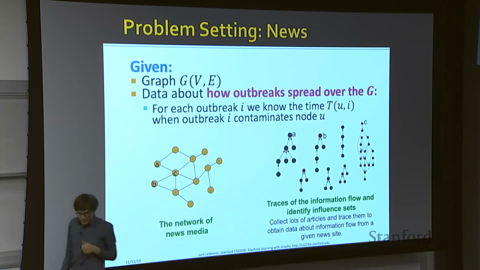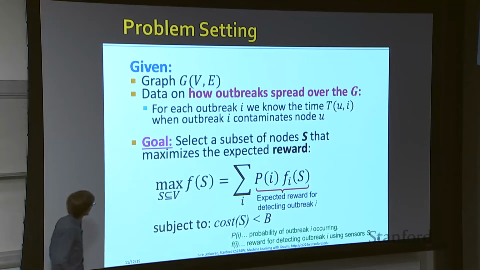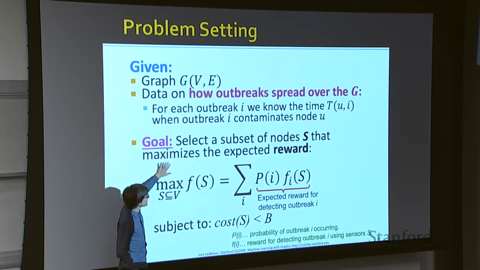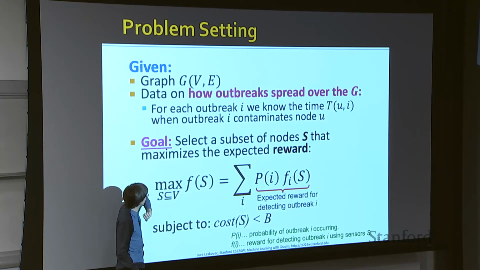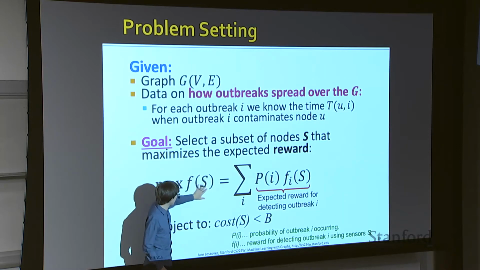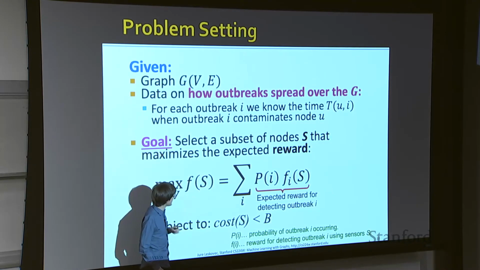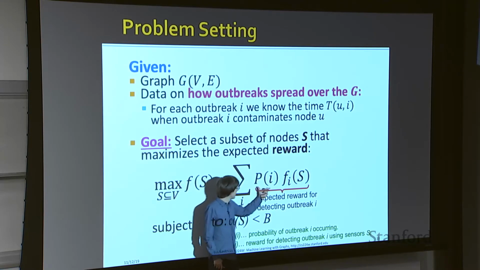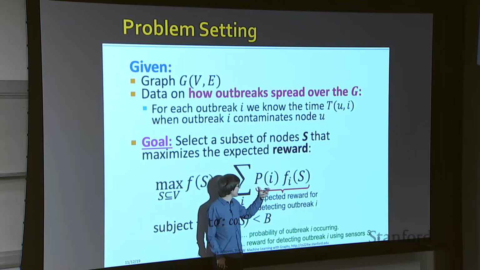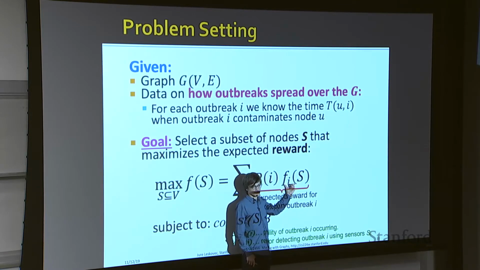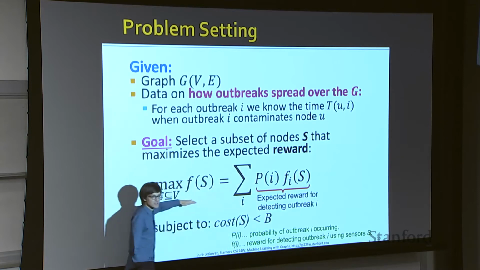Okay, so now what are we going to optimize? Our goal is the following. Our goal is to select a subset of nodes so that we maximize the expected reward, right? So our goal is find a subset of nodes such that this f of the subset of nodes is maximized. How is this f defined? This f is a sum over all the possible outbreaks, probability of that outbreak happening, and then how well do we detect that given outbreak, right? And this will be now maximizing the expected reward.